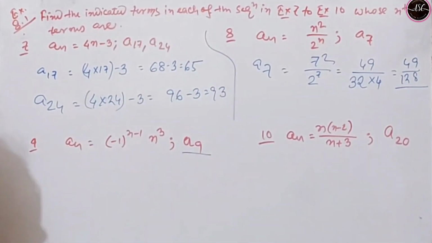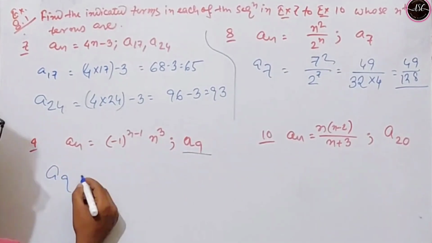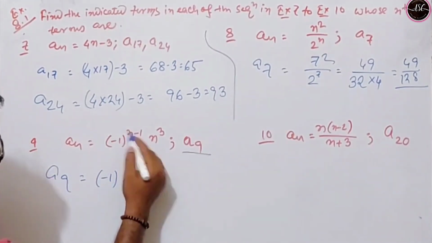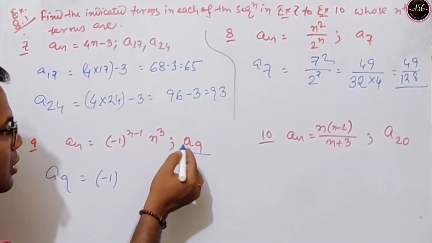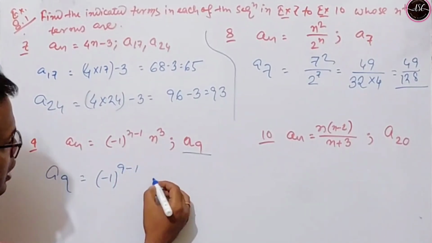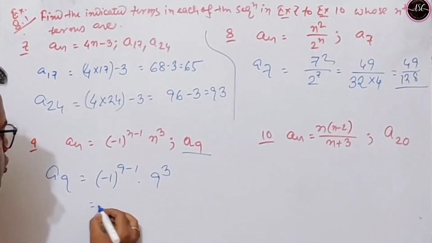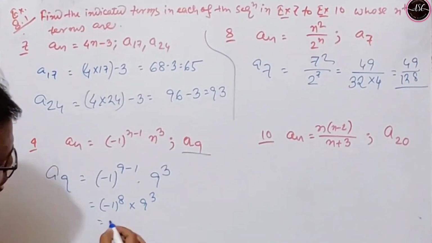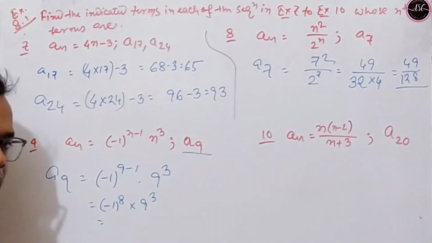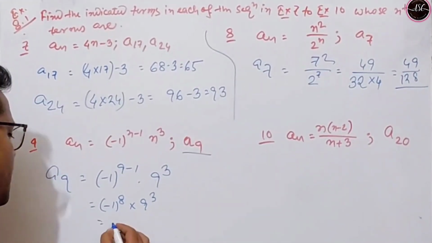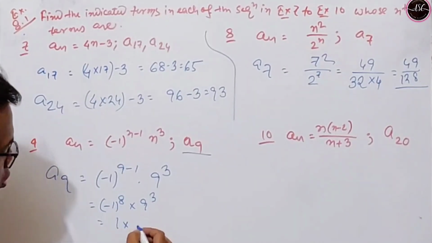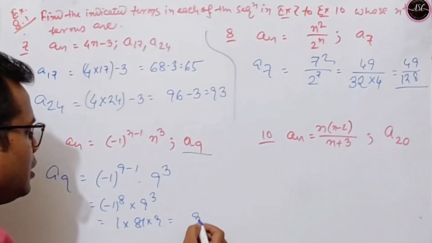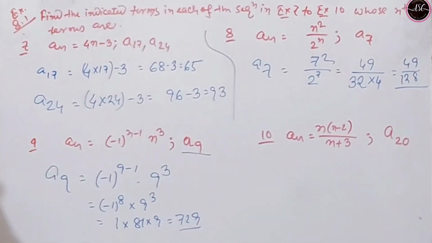Here we will find the 9th term. That means A9 equal to minus 1 to the power, in place of n we will put the 9. So 9 minus 1 and here 9 cube. So we have minus 1 to the power 8 into 9 cube. So minus 1 to the power 8, as the power is even, minus will be plus. So this will be 1 into 81 into 9, that means 729 will be the answer.